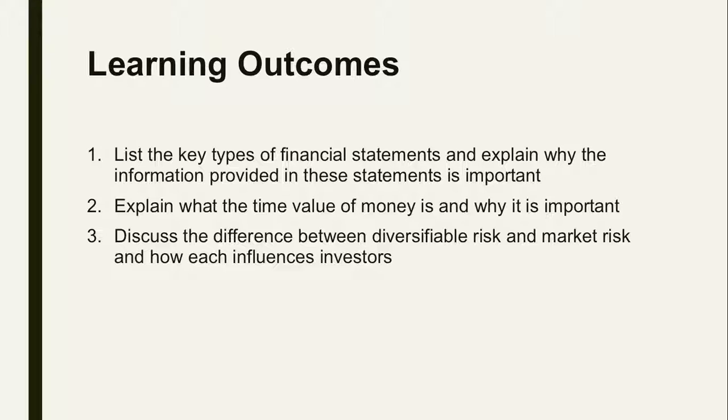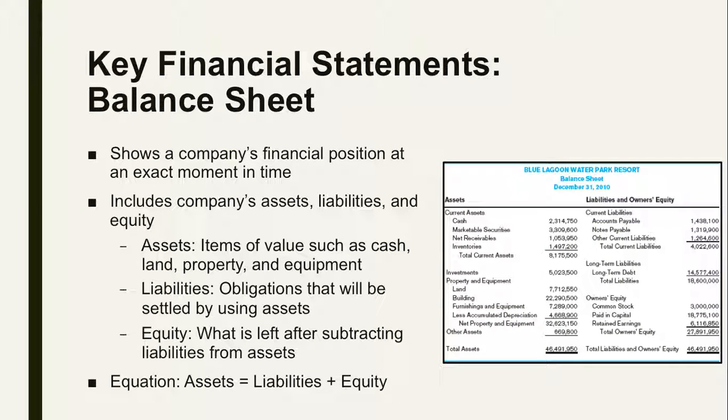There are 3 learning objectives for this presentation. The first is to list the key types of financial statements and explain why the information provided in these statements is important. The second is to explain what the time value of money is and why it's important. And the third is to discuss the difference between diversifiable risk and market risk and how each influences investors.